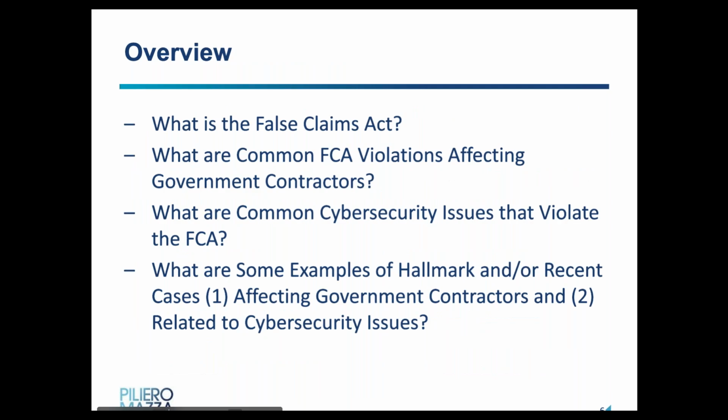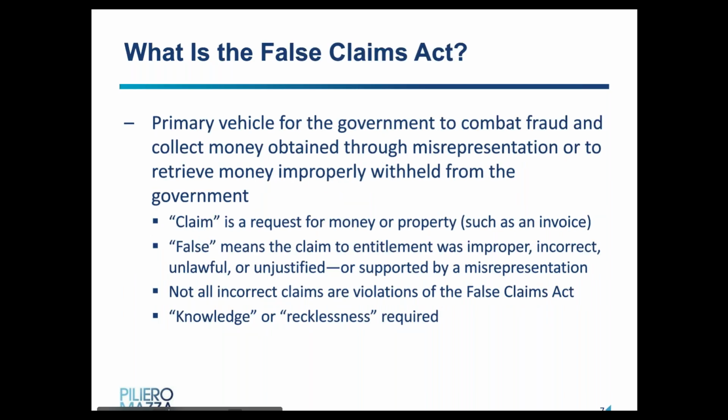All right, so just a little outline of what we're going to talk about today. First, we're going to very briefly talk about what the False Claims Act is. If you're looking for an in-depth look at the theory and the practice of the False Claims Act, you'll need to check out one of our other webinars. We want to get right to the nitty-gritty details of our topic today. We'll talk a bit about what are some common FCA violations that affect government contractors, some common cybersecurity issues that violate the FCA, and sprinkled throughout, we're going to talk about some of the hallmark or recent cases on FCA matters affecting government contractors and related to cybersecurity.